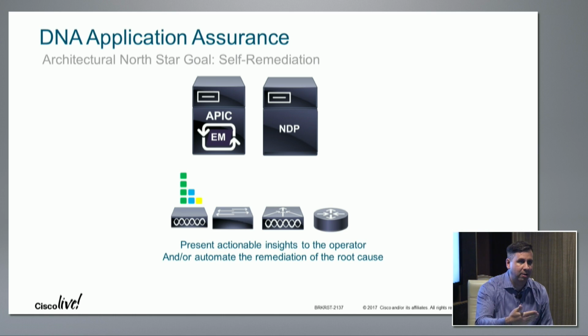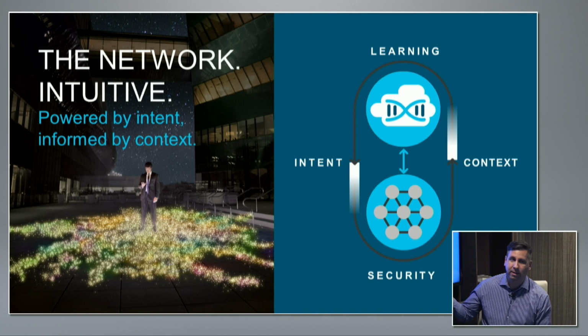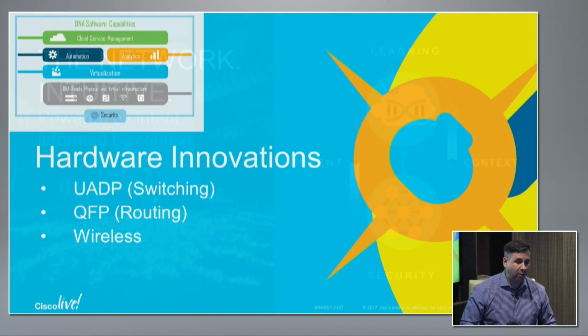If we get the operator to that level of confidence where he says, you know what, I've seen that the tool has corrected this, I just want it to auto-correct it from here on forward. That's our path to get to this vision of the network intuitive, the self-remediating network that's constantly learning. It's intent-based policy, it's contextual analytics, and it's a closed loop. So how are we building this?